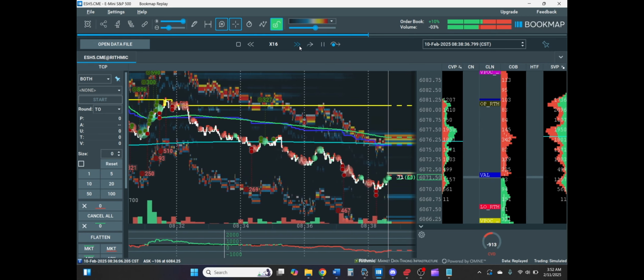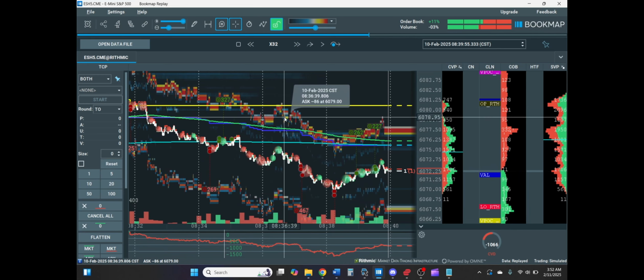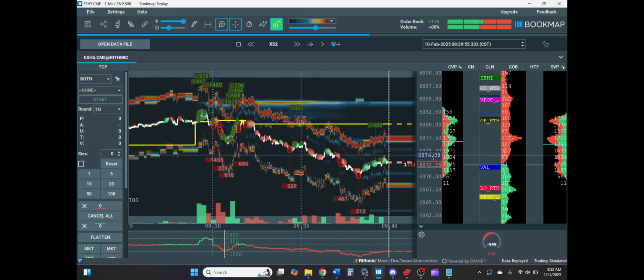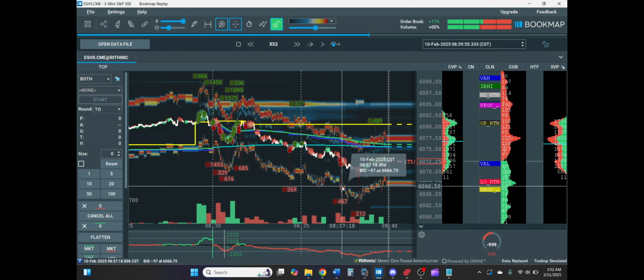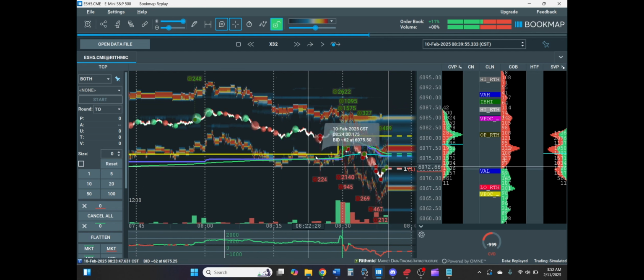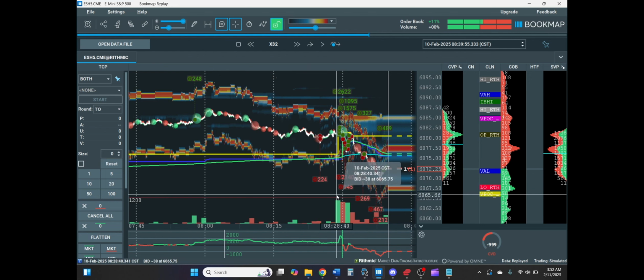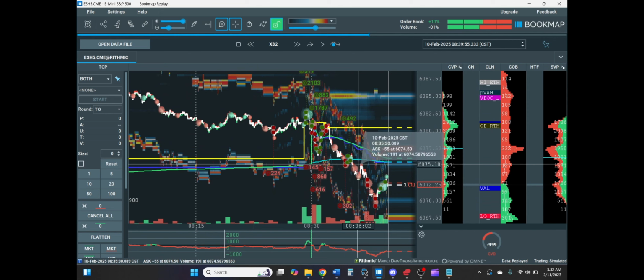So let's speed it up a little. So now, had I held, my target was the overnight VPOC, which is down here. That's a high probability, high statistic, and this particular data is incorrect. The VPOC was actually down here. So that was my first target in that short.